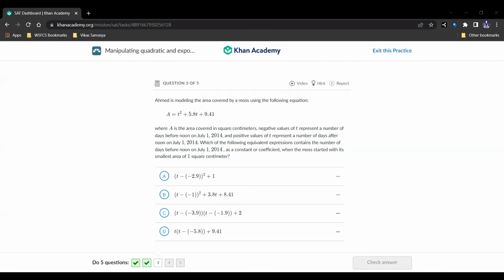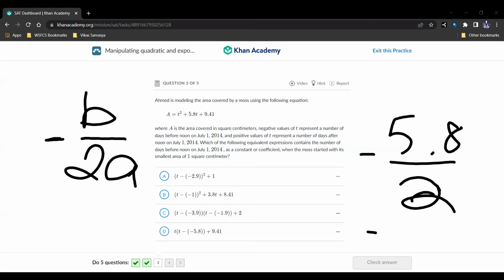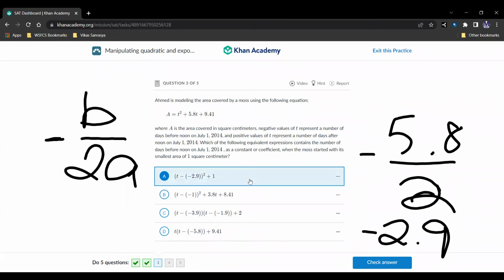Now its vertex, where is the vertex located? Well, the vertex is located at minus b over 2a. And that is where the vertex of the quadratic is located. So we can plug in a is 1 and b is 5.8 to get negative 5.8 over 2, which is negative 2.9. That's the x coordinate of the vertex at its lowest point. All right, now where can we find 2.9? The only place it appears is answer choice A. So that is our answer. And let's move on to the next question.